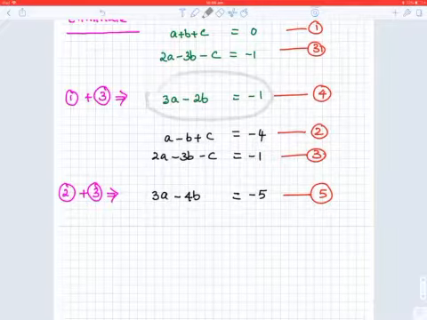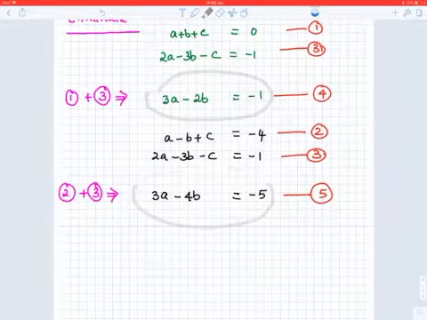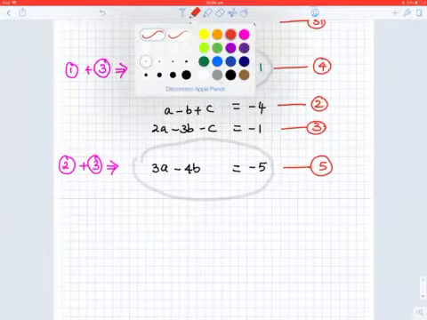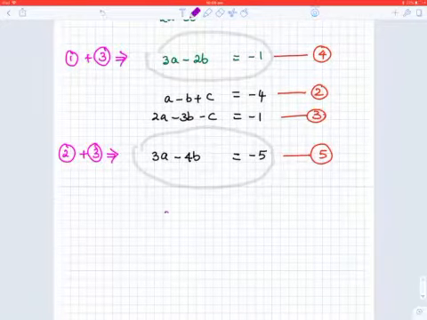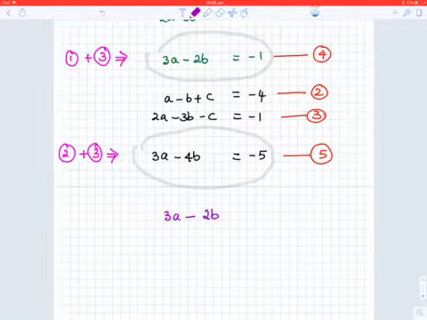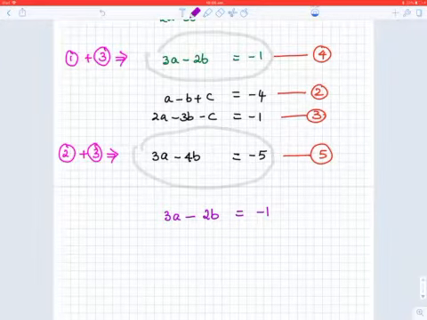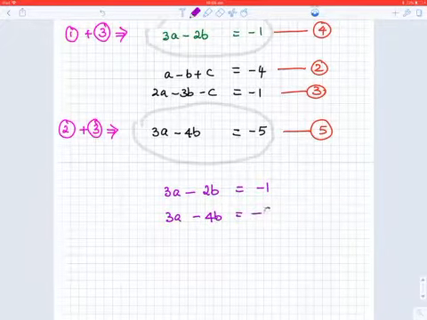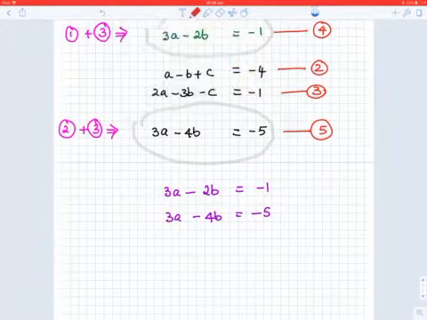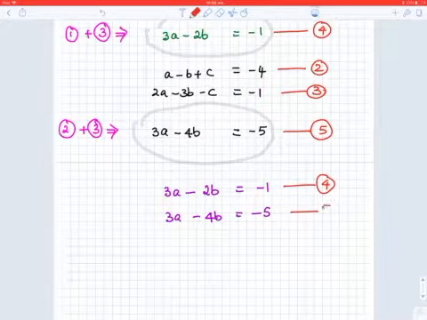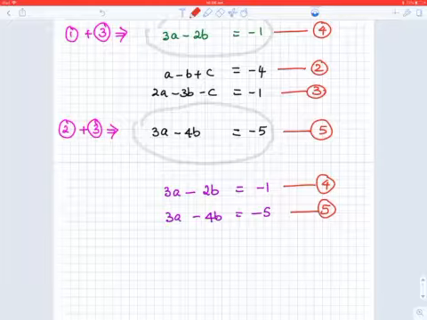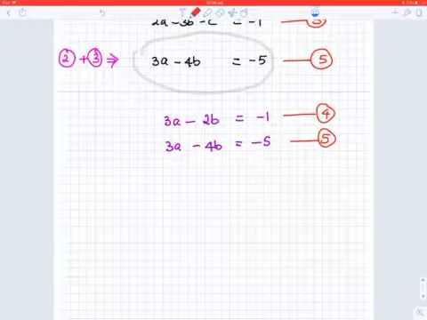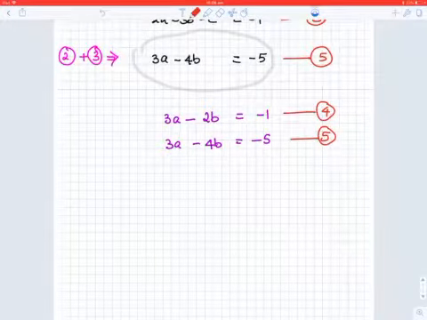At this stage I'm going to look at this equation without C, and this equation without C. So I'm writing 4 and 5. My 4 is 3A minus 2B equal to minus 1, and 5 is 3A minus 4B equal to minus 5. So this is equation number 4, and this is equation number 5.